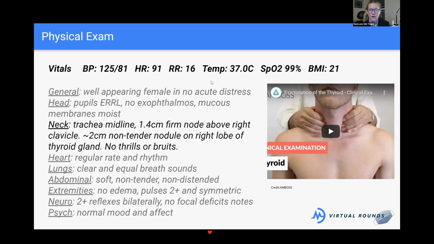On physical exam, I included a full physical exam for everything, but really the neck section is the thing that I want us to focus on. Everything else here, general, head, heart, lungs, abdominal, all of that is pretty normal, unremarkable findings. To focus on her neck exam, we find that her trachea is midline. There is a 1.4 centimeter firm lymph node right above the right clavicle and an approximately 2 centimeter non-tender nodule of the right thyroid lobe, and also no thrills or bruits.